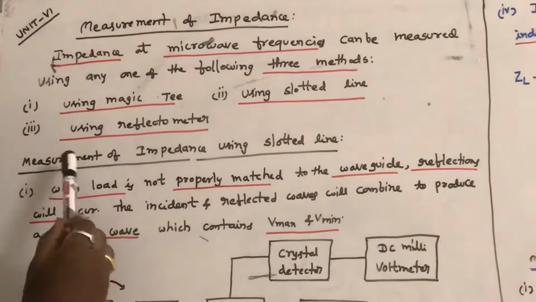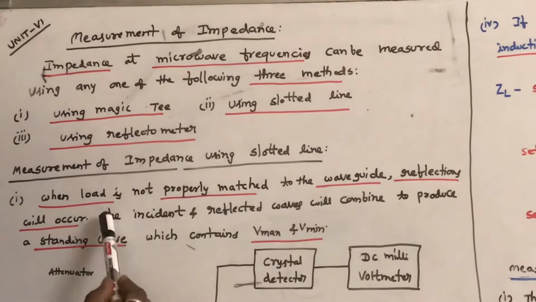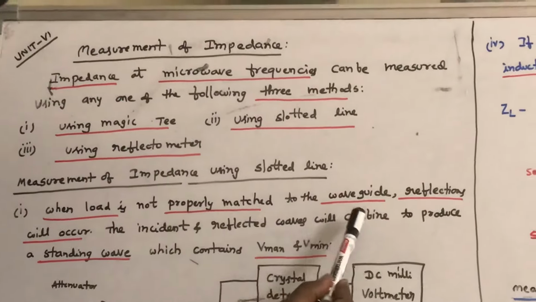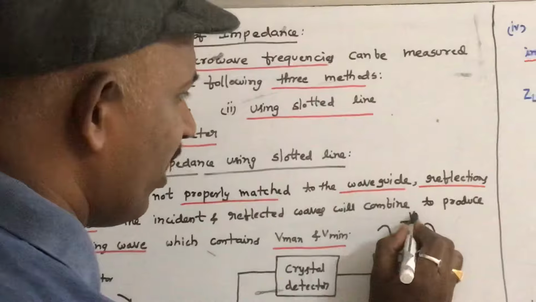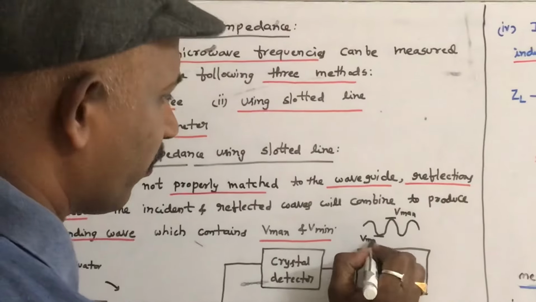What will happen when the load is not properly matched to the waveguide? The reflections will occur. So, what happens when the reflections occur? The incident and reflected waves will combine to produce a standing wave. This standing wave contains V maximum and V minimum. Generally, we get a standing wave like this, consisting of V maximums and V minimums, as you know.